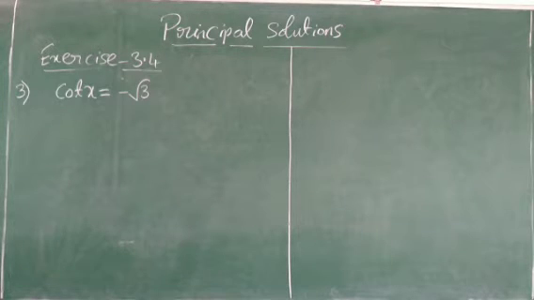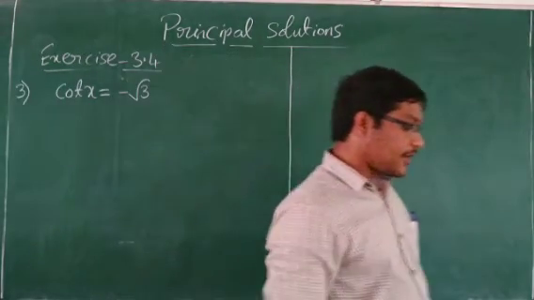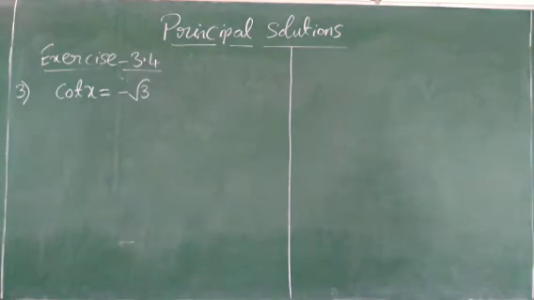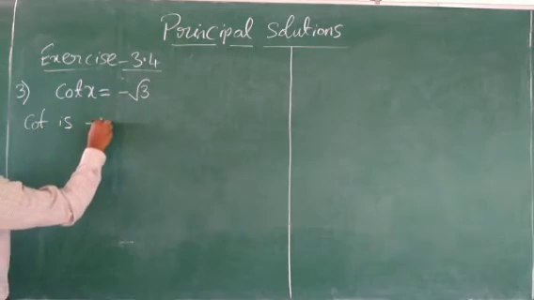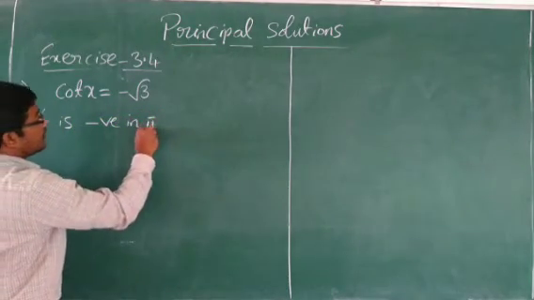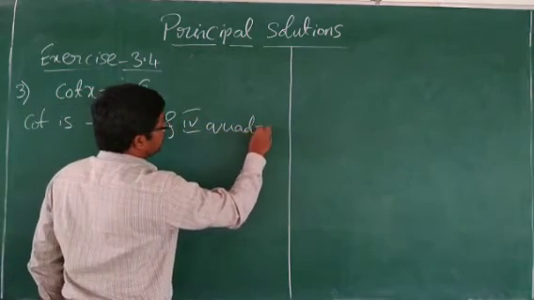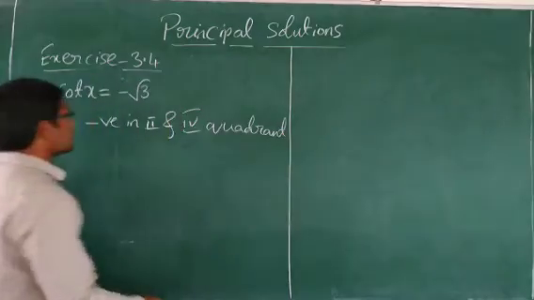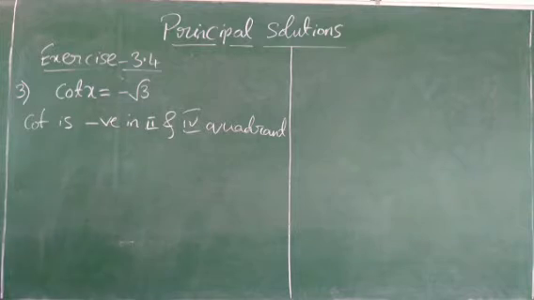Next problem, cot x is equal to minus root 3. Now cot is negative. Where do we get cot negative? Cot will be negative in the second quadrant and in the fourth quadrant. Cot is negative in the second and fourth quadrants. So we get one solution in the second quadrant and another solution in the fourth quadrant.